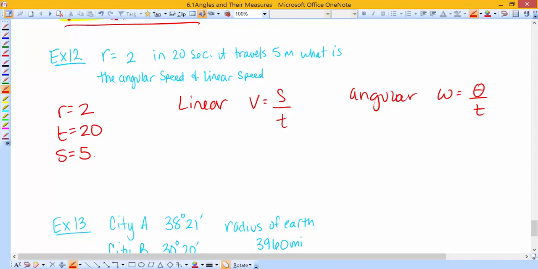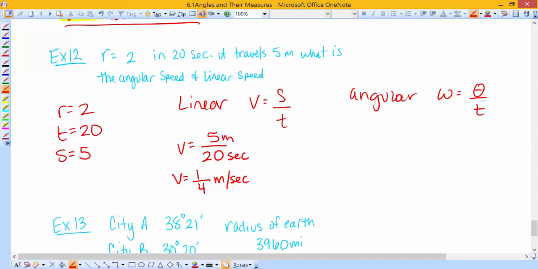So linear speed, very easy. I don't need to worry about theta for this one because I was given the actual distance that we're traveling, not the angle measure. So my linear speed ends up being 5 divided by the time. So it's 5 meters divided by 20 seconds. So I am moving at a speed of 1 meter every 4 seconds. So it's 1/4 meter per second. That one's not too bad.